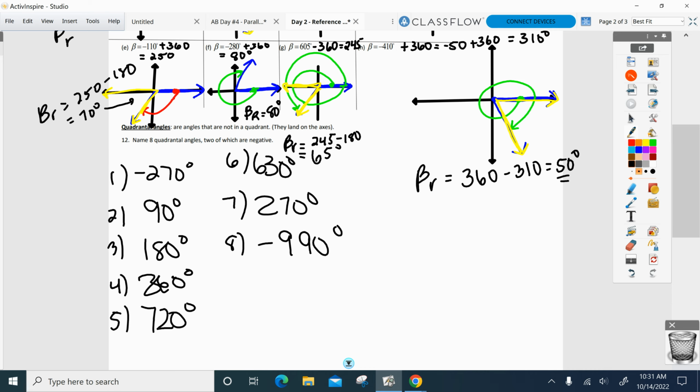Questions? All right, let's go. Roll the Delta Math. You should get that done. If you needed to do any calculations, they're on the next page. So you know what your quick quiz is going to be: graph an angle and find its reference angle.